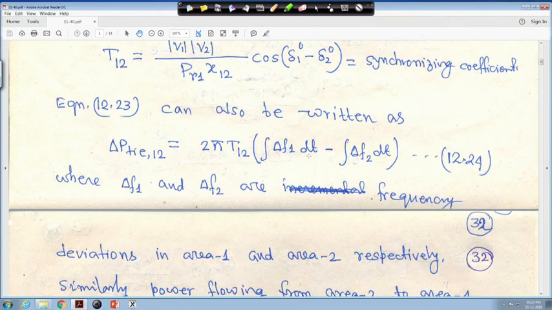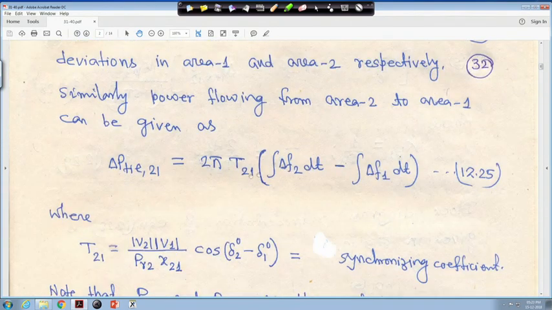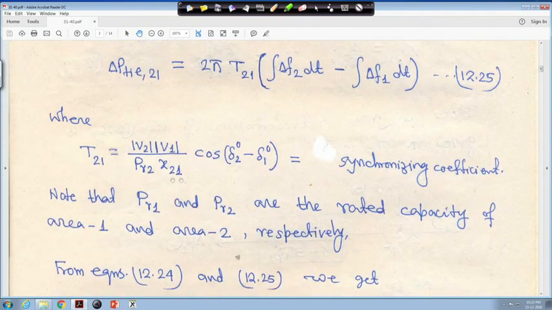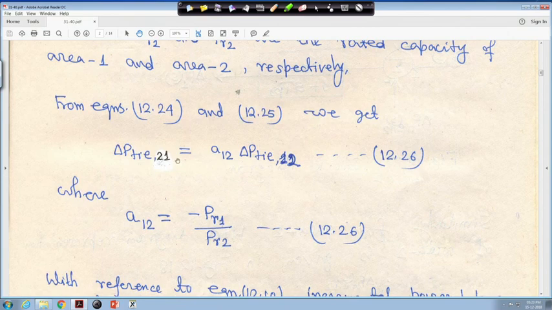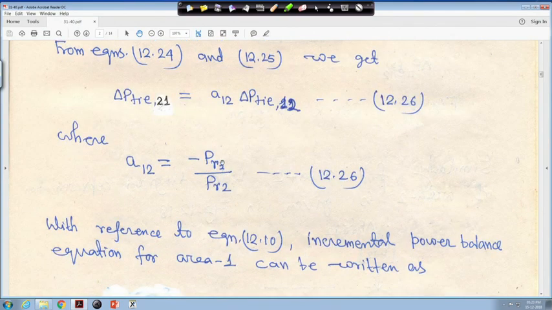2 pi T 1 2 of this one, and similarly delta P tie 2 1, and finally T 2 1 also we have derived and given. Now, P r 1 and P r 2 I told you, the area capacity ratio. Delta P tie 2 1 is equal to A 1 2 delta P tie 1 2, this already we saw, and A 1 2 we call the area capacity ratio, that is minus P r 1 upon P r 2. We take the minus sign. Otherwise, if you take only A 1 2 equal to P r 1 upon P r 2, then there will be a minus sign, that is all.